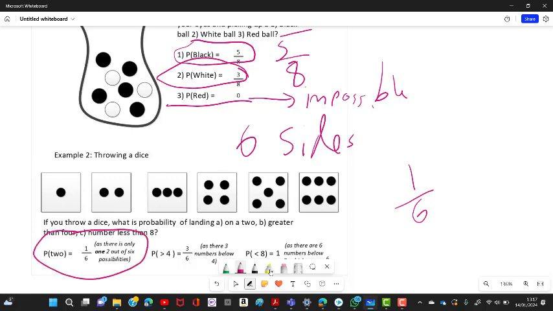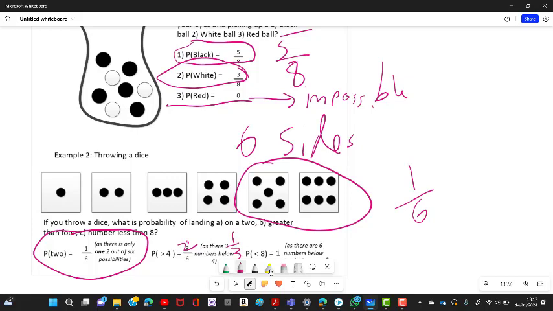Probability of landing greater than 4. Well, how many numbers are greater than 4? We've got these two, 5 and 6. This is 2 out of 6. It's not 1 out of 6. Greater than 4 is 2 out of 6. And 2 out of 6 simplifies to 1 out of 3.